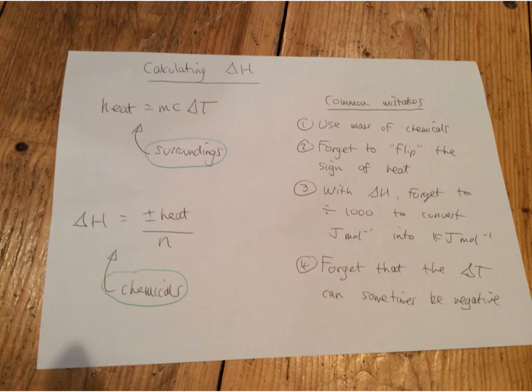Don't forget about units as well. You need to divide by 1,000 to get into kilojoules, and don't forget your temperature change can be negative, so delta T is not always a positive number. Okay guys, so about 4.5 minutes left, off we go.